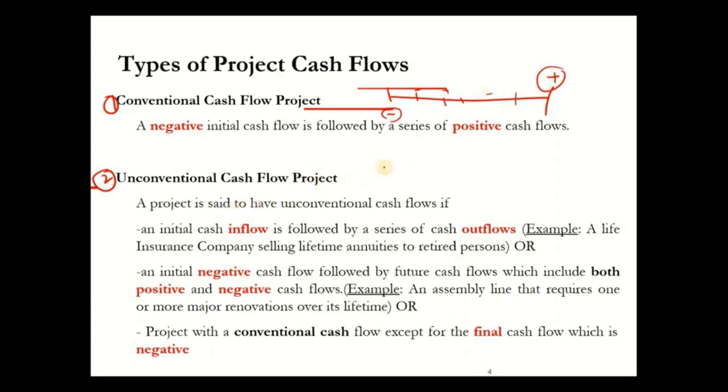Unconventional cash flows have positive at the start. If it has a positive in the start, it is straight away unconventional, right? Then if anything happens, negative, negative, negative or a positive, positive pattern, we are not concerned. If it has a positive inflow in the start, it is automatically an unconventional cash flow. We will see a chart, then you can easily understand.